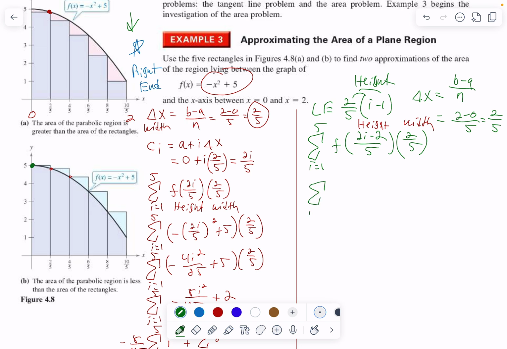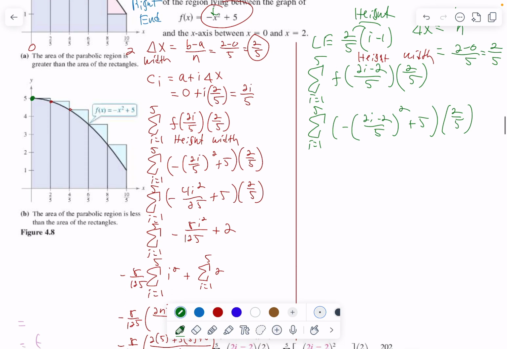So you're going to get really good at writing these summations from i equals 1 to 5 of, so where I see that x right there, I'm plugging in the (2i minus 2)/5 and evaluating it. So negative ((2i minus 2)/5) squared plus 5, and then all of that times the width. And now it's just a matter of evaluating this from i equals 1 to 5.